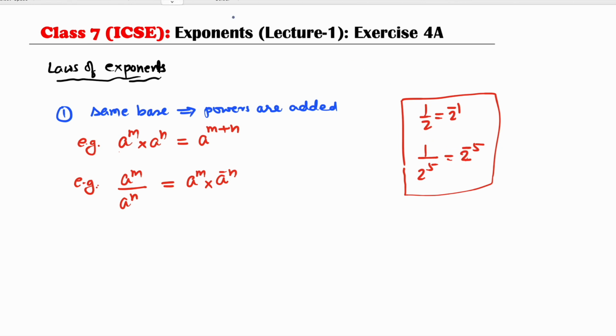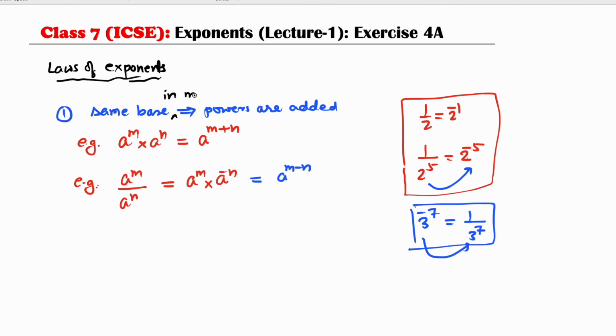Similar to this, if we write 3 to the power minus 7, then what does it mean? 1 upon 3 raised to 7. So this can be written like this and this can be written like this. Similarly, this is written as a raised to minus n. Now the base is the same. We add the powers: a to the power m minus n. Same base in multiplication, then powers are added.